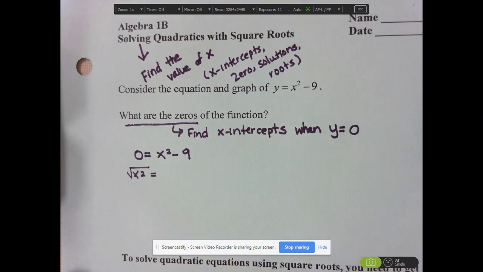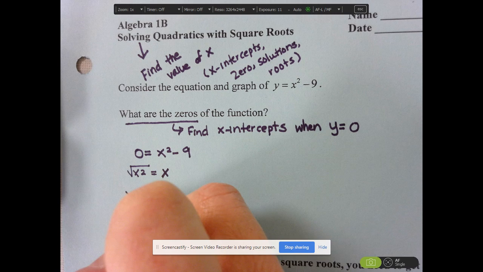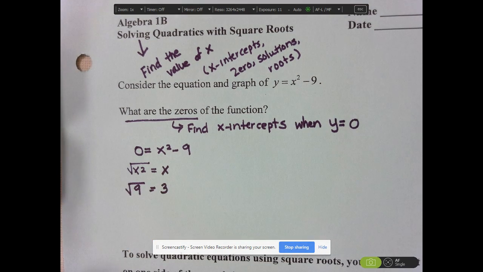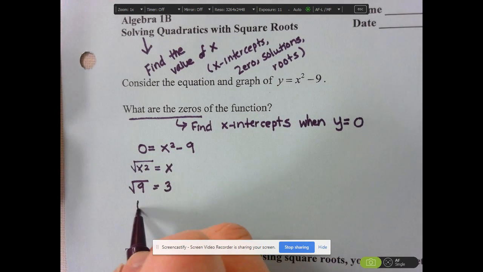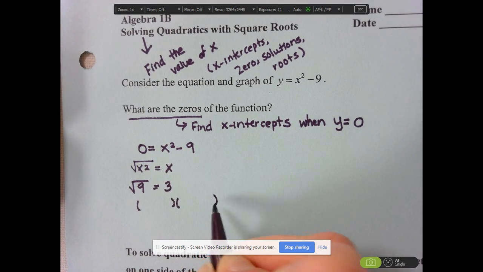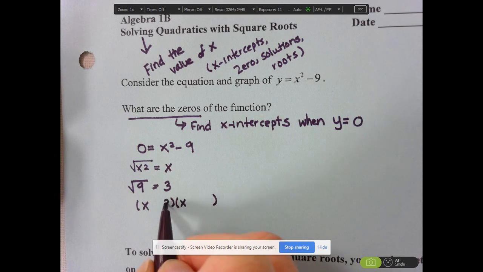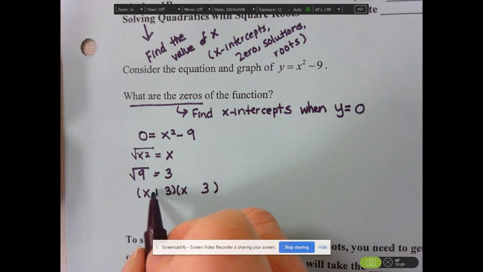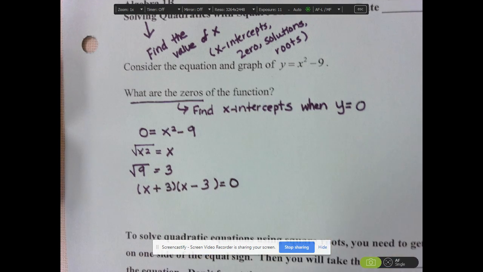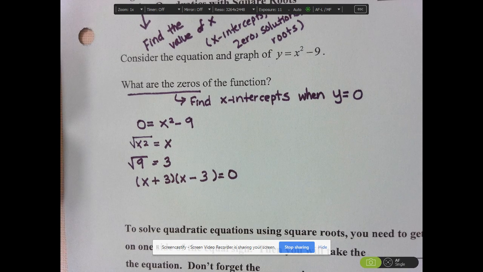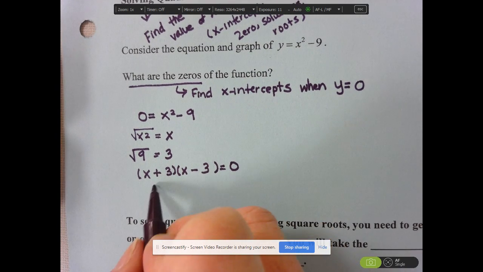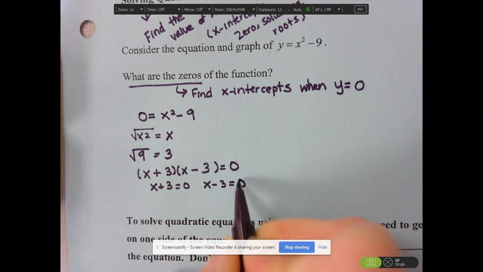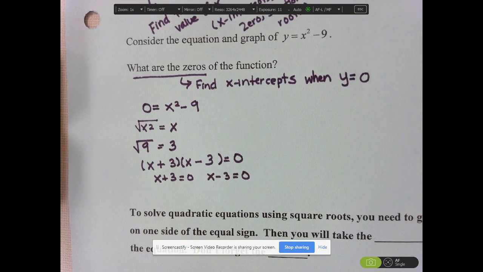Square root of x squared is x. The square root of 9 is 3. And you would have said, okay, so my two factors are x what? You got it. Set equal to 0, and then we would do what? Set each thing equal to 0. And we'd solve each equation.